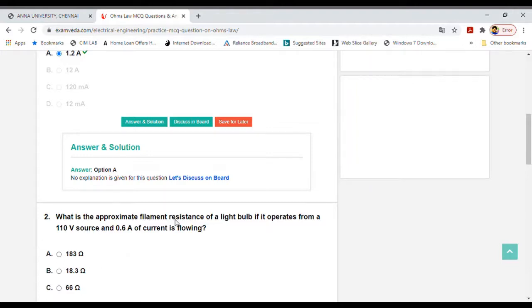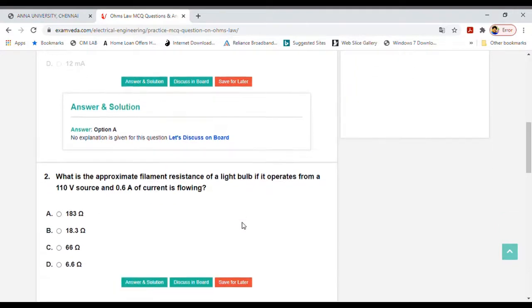What is the approximate filament resistance of a light bulb if it operates from a 110 volt source and a 0.6 amp current is flowing? Here V and I are given, and we need to find R. What is the formula for R? R will be V by I. So what is V here? 110.